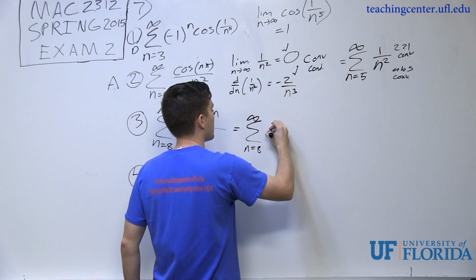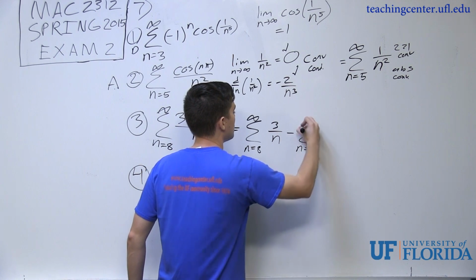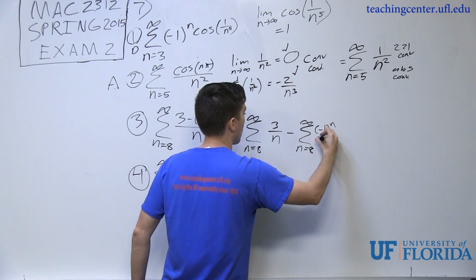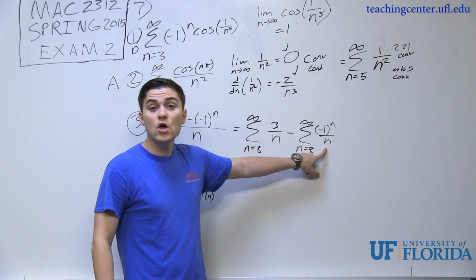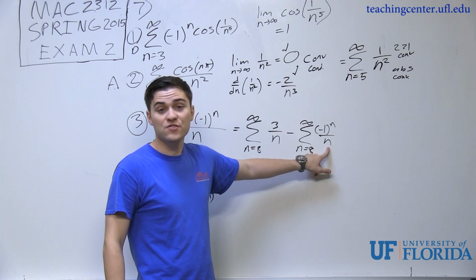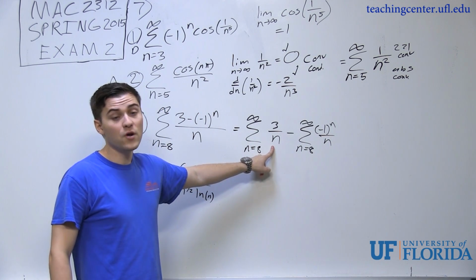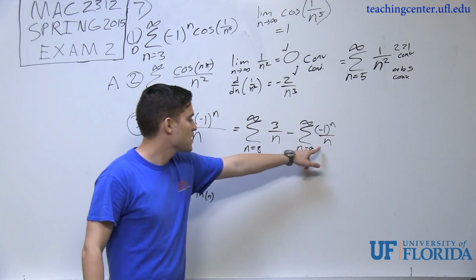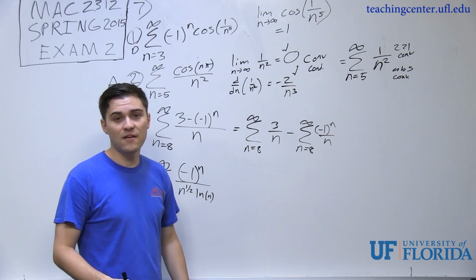I end up with the sum of 3 over n minus the sum from n equals 8 to infinity of negative 1 to the n over n. Now I know that negative 1 to the n over n should be conditionally convergent, and that's again just by proving it using the alternating series test. But I have a problem. I have 3 over n. 3 over n is definitely divergent by p series. So if I have a divergent series minus a convergent series, the overall series is divergent.